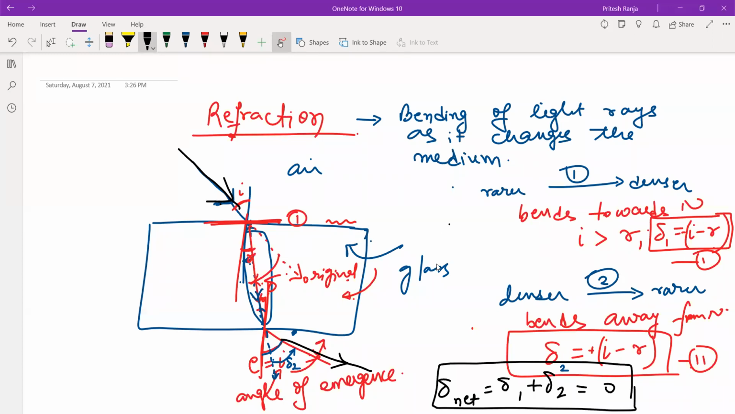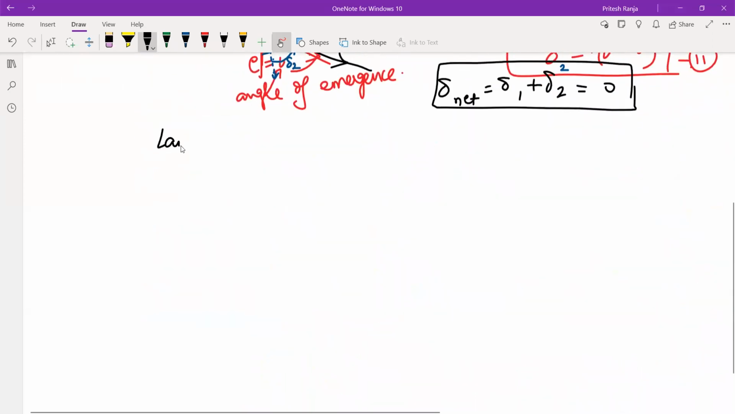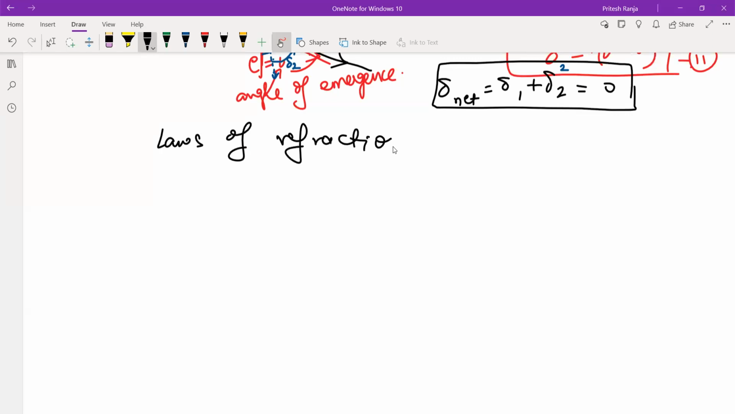Okay, all would have noted this. So here let us see the laws of refraction. So again, you all guys have already gone through the laws of refraction in the earlier cases. So quickly we will go through.